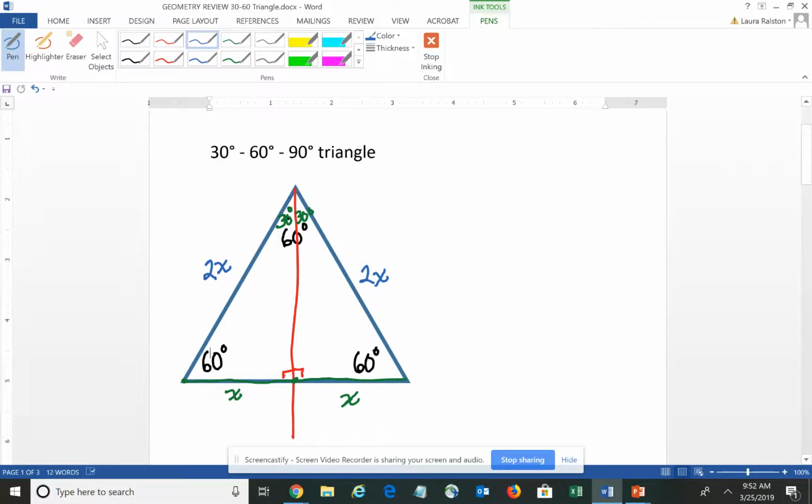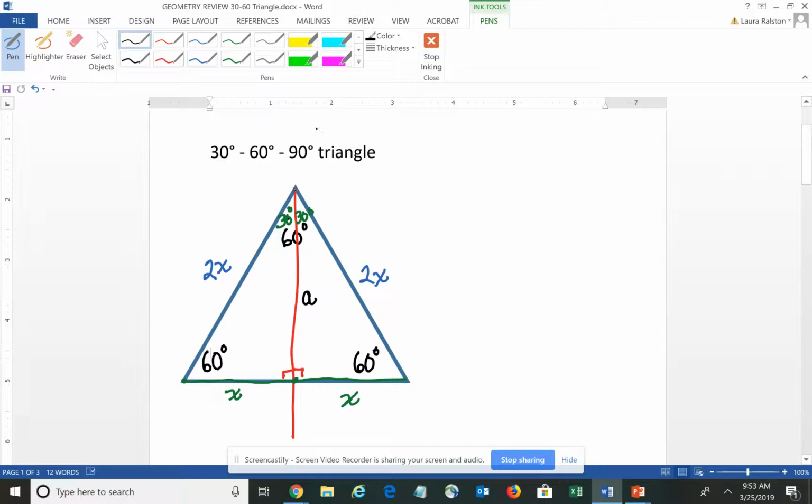So I know that the short leg of my triangle is x. I know that my hypotenuse is 2x, but I don't know the length of the altitude. I'm going to label this as A because it's our altitude. Okay, and we want to figure out that side. Well, since we have a right triangle, we can use the Pythagorean Theorem.